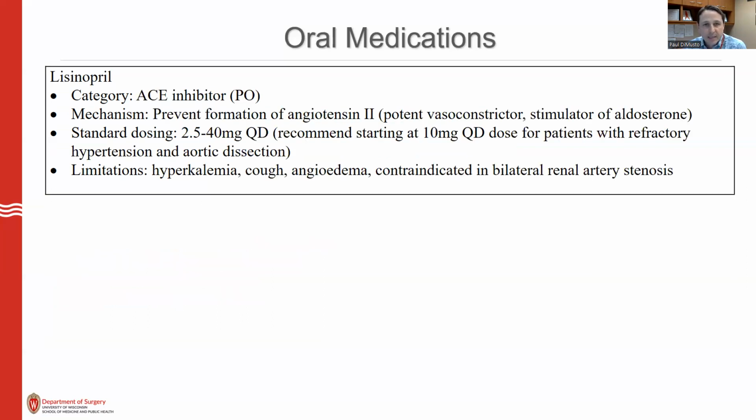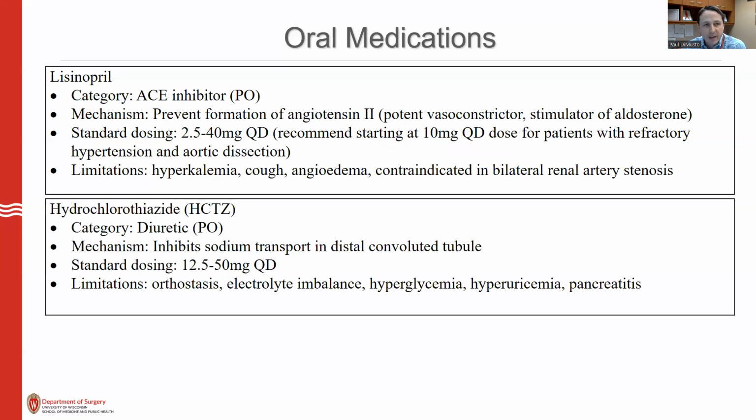Lisinopril is the most common ACE inhibitor that we use. This, again, prevents the formation of angiotensin II, and this is an excellent long-term agent for these patients to be on. A few patients will develop cough or angioedema, and hyperkalemia can develop, especially if there is renal insufficiency at baseline. And then hydrochlorothiazide, again, another widely available and inexpensive drug, is a diuretic that can help reduce patients' blood pressure with some possibility of electrolyte imbalances related to its administration.